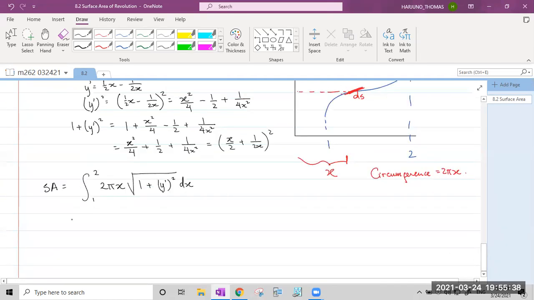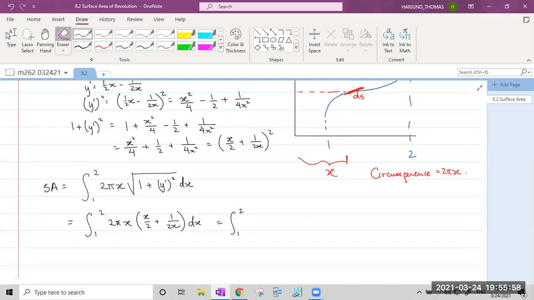So then this will be the integral from 1 to 2 of pi times x times the square root of that square, so x over 2 plus 1 over 2x dx. You know what? This becomes quite easy. Let me just distribute it. I actually pulled the pi out, but I used the 2 to make it x squared plus 1 dx.